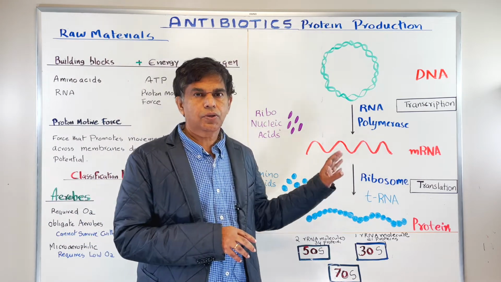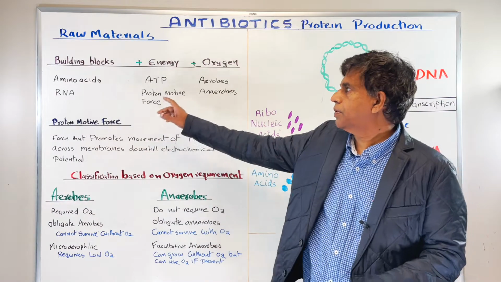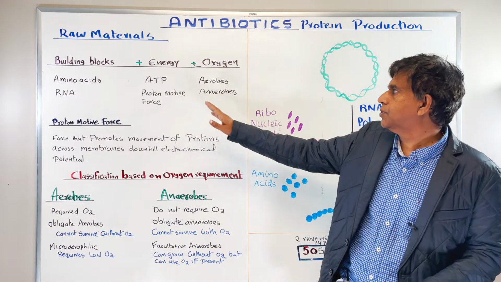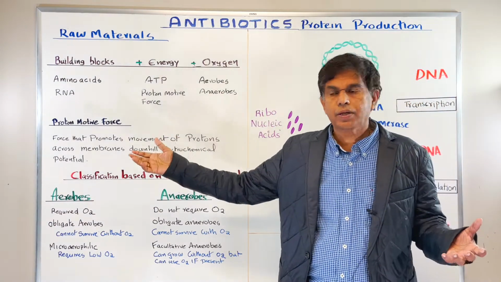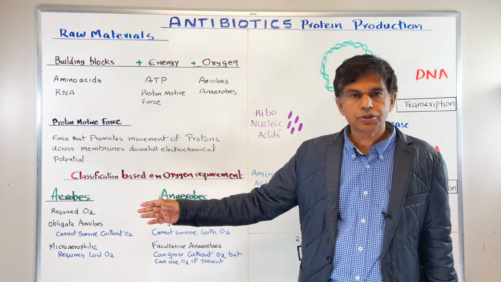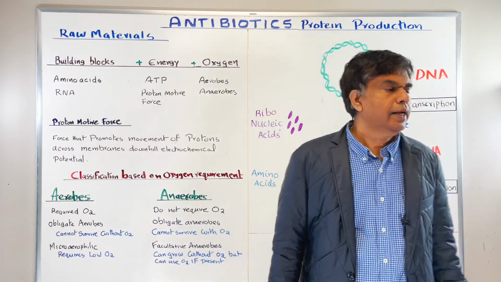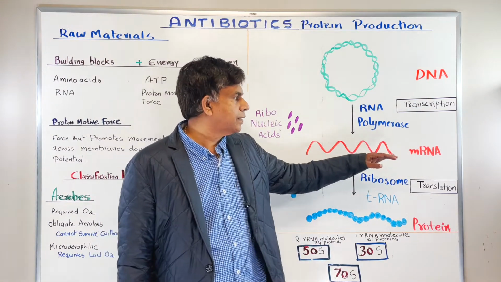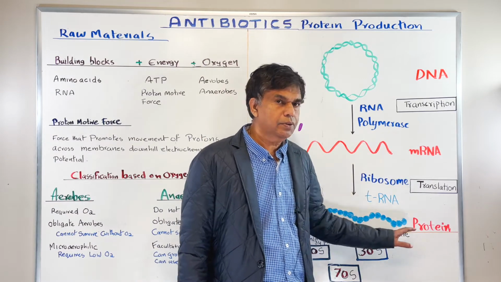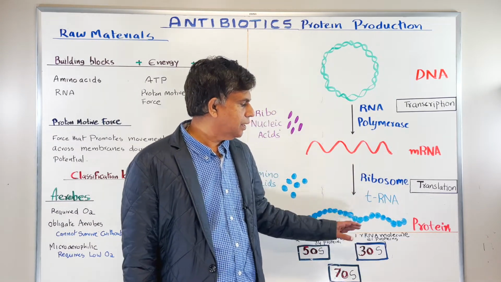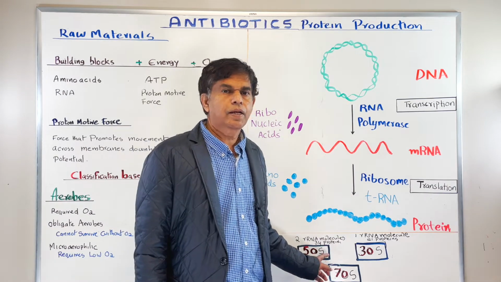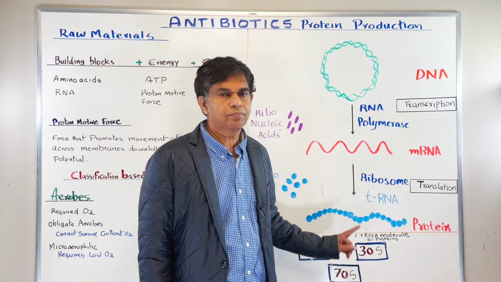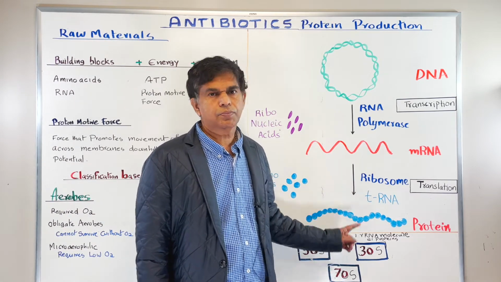Let me summarize a little bit. Look at the raw products: amino acids, tRNA, ATP and proton motive force. Then the oxygen requirement: aerobes require oxygen, anaerobes do not. Then the first step is transcription, where DNA is converted into mRNA, and then translation, where mRNA is converted into protein with the help of the ribosome and tRNA. Then we have the structure of the ribosome, which is 50S and 30S combining to a 70S ribosome. So we can make antibiotics to attack this so they can prevent or destroy them.